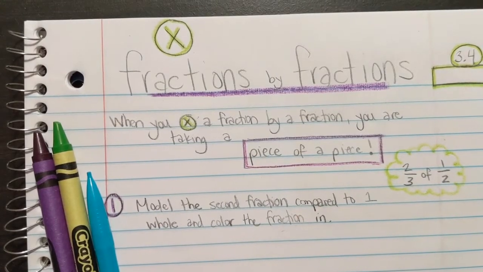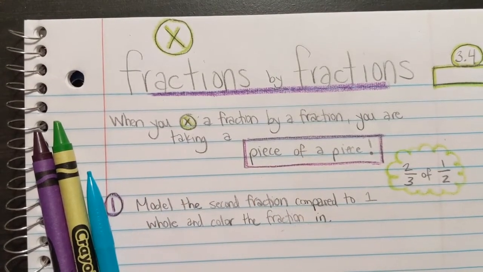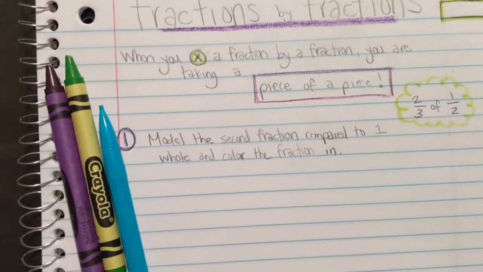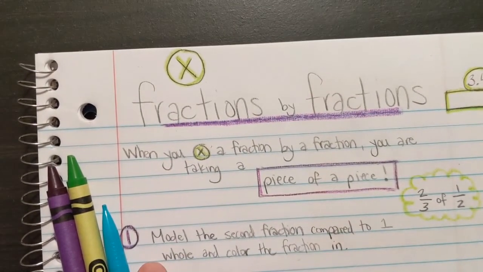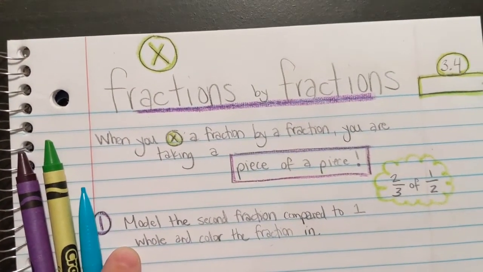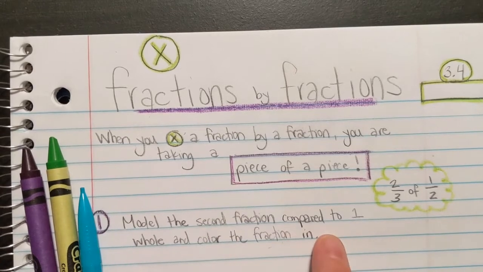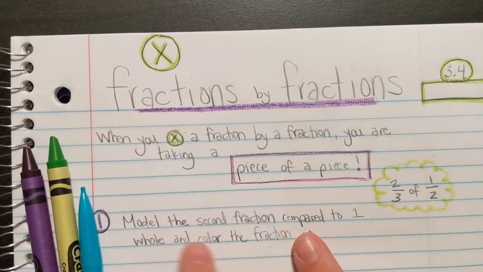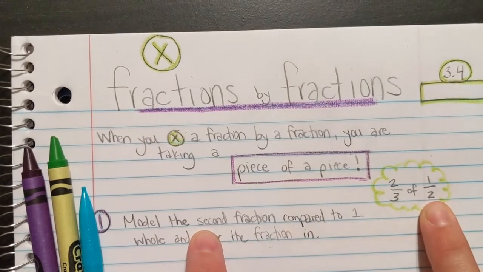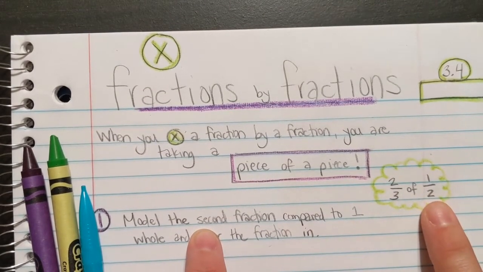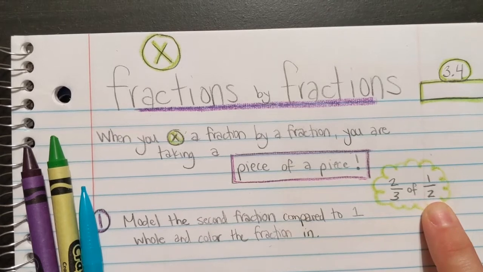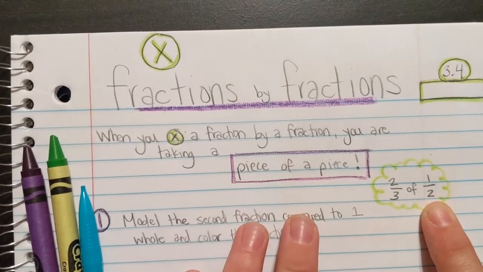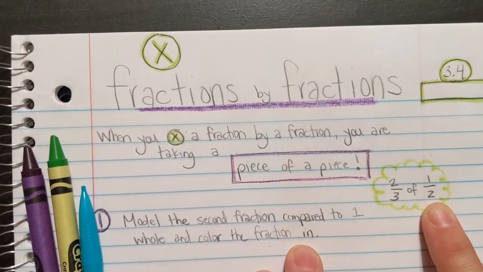All right, we're going to write the steps up here for how to do it, and then I want you to slide your journal down. So you should already have written step number 1. I guess we should read that. It says, model the second fraction compared to 1 whole and color the fraction in. Notice it says model the second fraction, so not the first fraction, the second fraction. And you draw it compared to 1 whole. I'll explain that and show that in a minute. And then you color that fraction in.